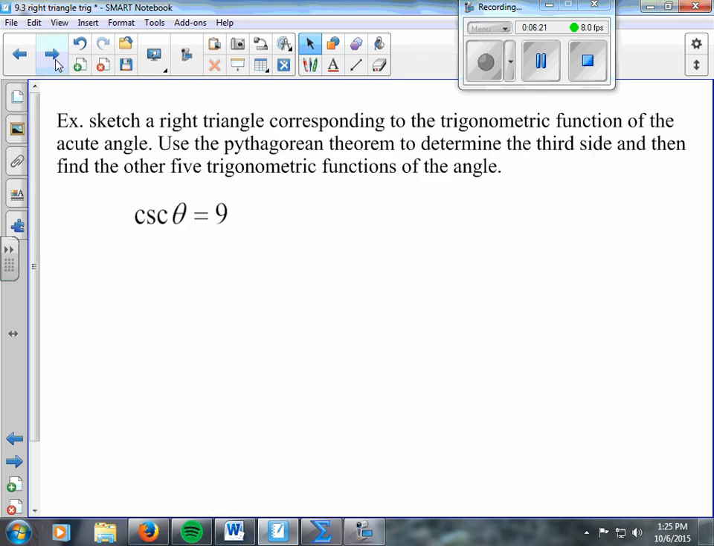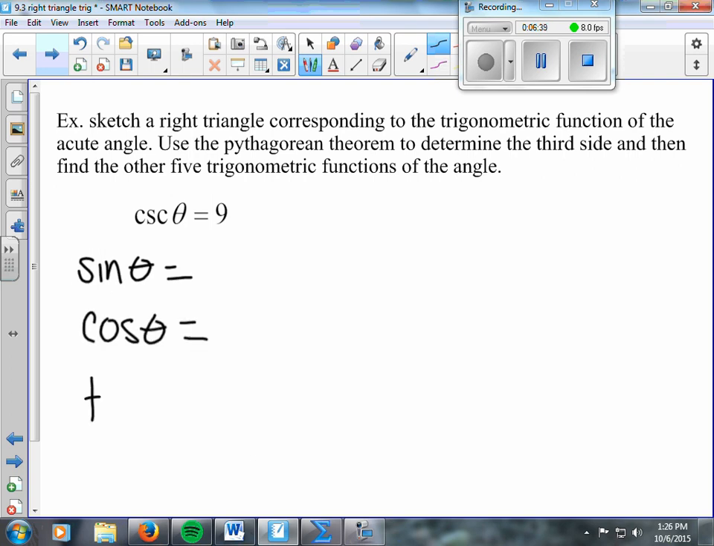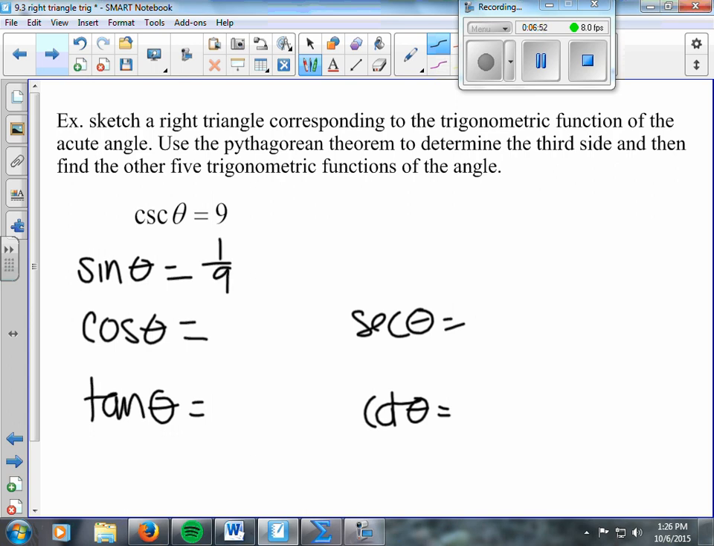Okay, and then this is actually our last example. All right, so now we're going to go a little bit in reverse. I'm giving you that the cosecant of an angle is 9, and I'm asking you to tell me what the sine is, the cosine, the tangent. You don't have to tell me the cosecant because I already told it to you. Then the secant and the cotangent. Okay, so how do we figure all of these out? Well, I can already figure out the sine. It would be the reciprocal of the cosecant, so that's 1/9. But to figure out the rest, you're going to need to draw your own right triangle.